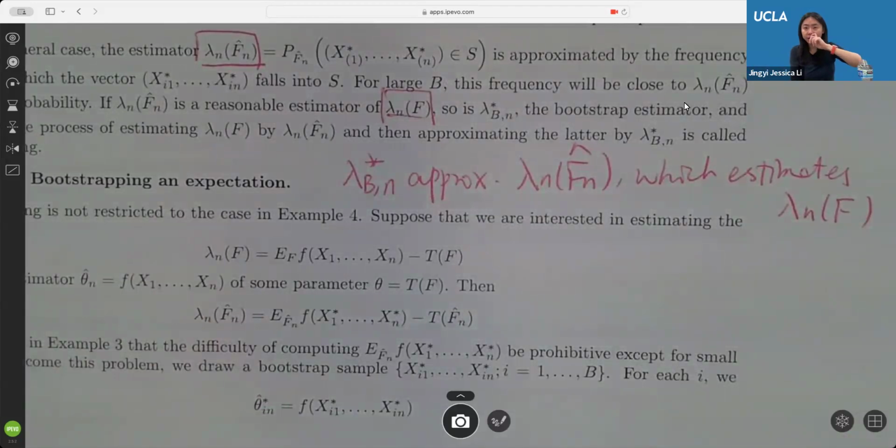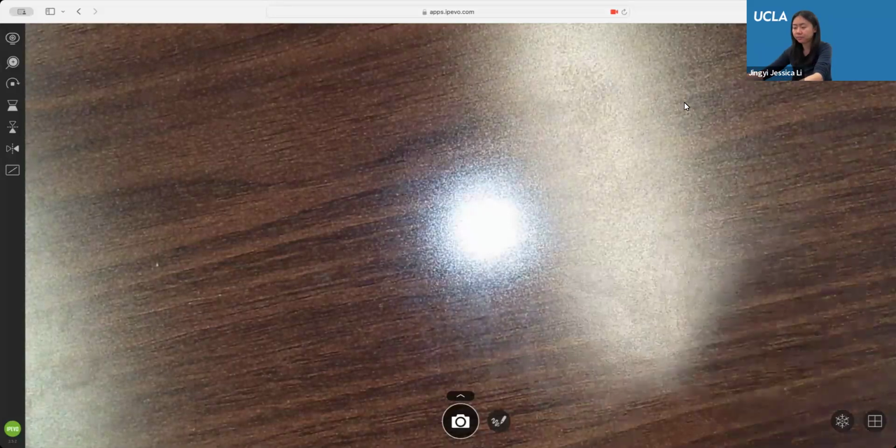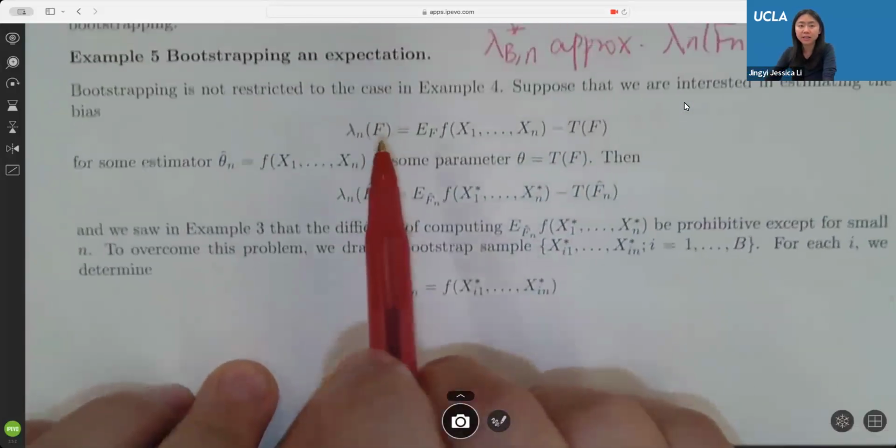For the end, let's look at one example and then we can wrap up this lecture. Bootstrapping an expectation.